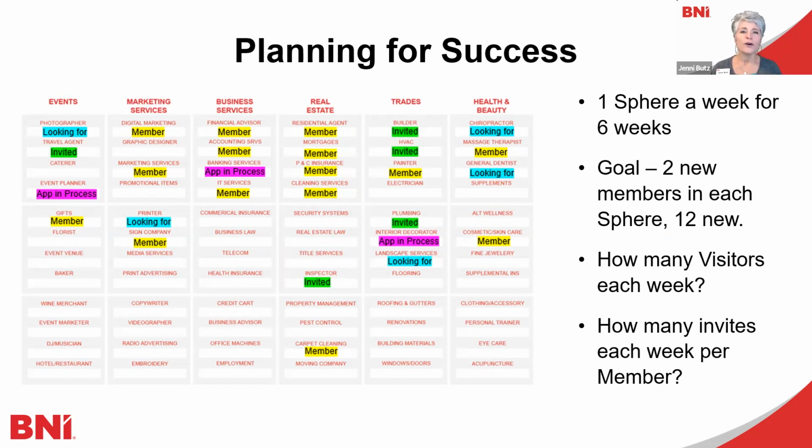And based on current chapter size, we know that most chapters probably have room to add 2 new members to each contact sphere. And by hosting a separate event for each sphere and adding 2 members to each of them, you could add 12 new members to your chapter. And I can't imagine that any chapter wouldn't love to have 12 new members. So let's look at how that's going to happen. Here's how we determine that number.